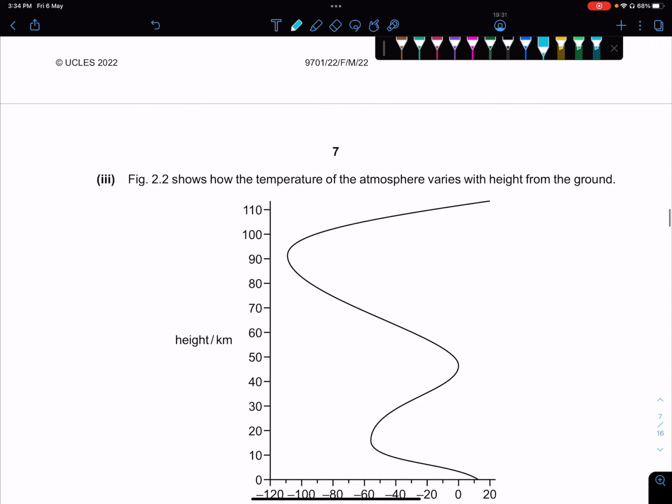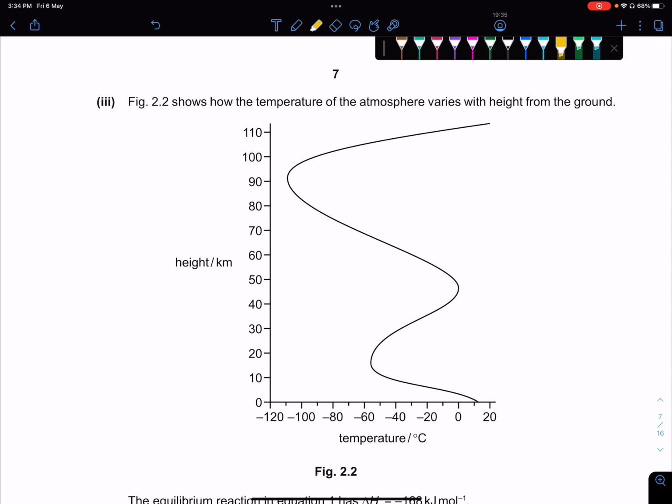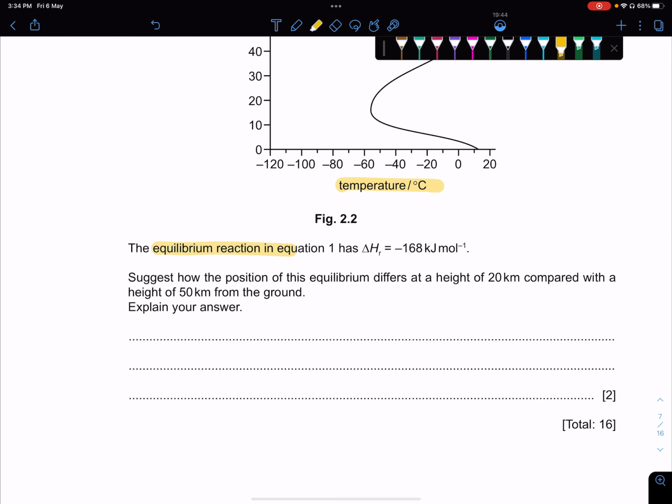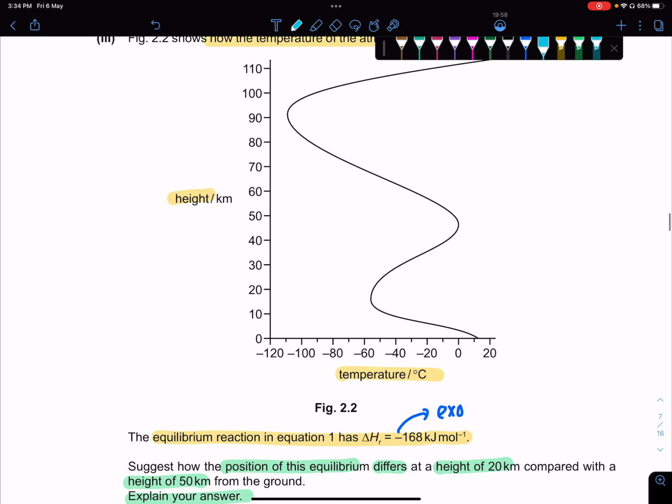Okay, next part. What on earth is this graph? It shows how the temperature of the atmosphere varies with the height from the ground. This is the height from the ground, and this is the temperature. The equilibrium in reaction one has this enthalpy change of reaction, which indicates that it is exothermic. Suggest how the position of equilibrium differs at a height of 20 compared to the height of 50. Explain your answer. At a height of 20, what's the temperature? Almost minus 55 maybe, right? And at 50, it is 0. Yeah, at 50 it is 0, and here it is minus 55 maybe.